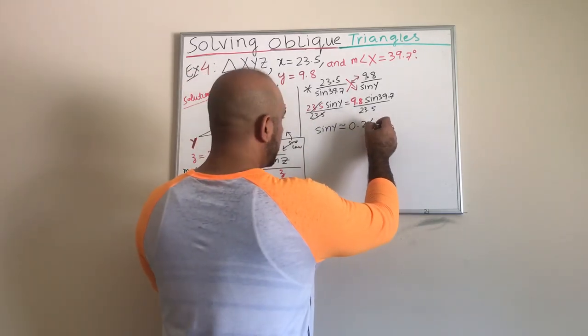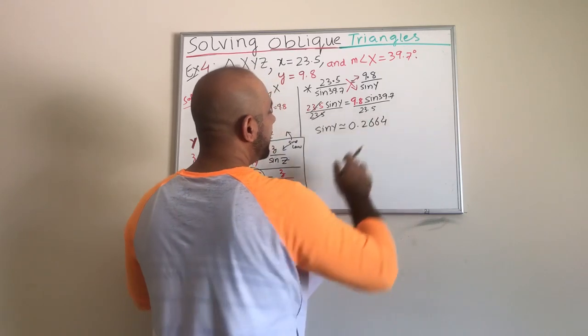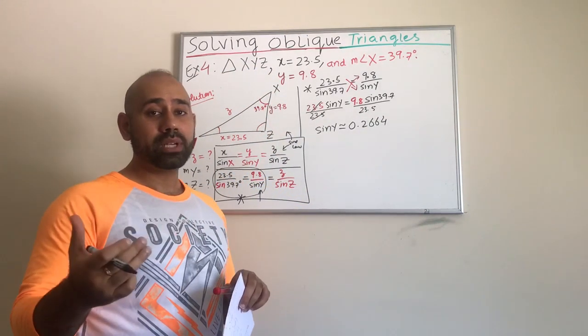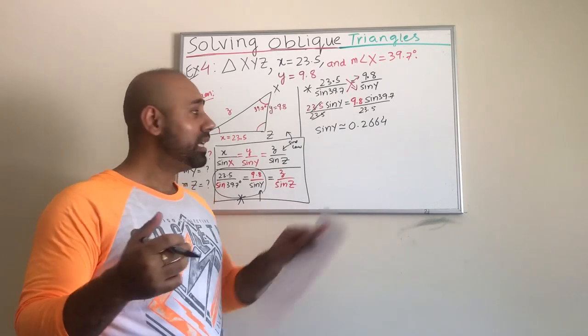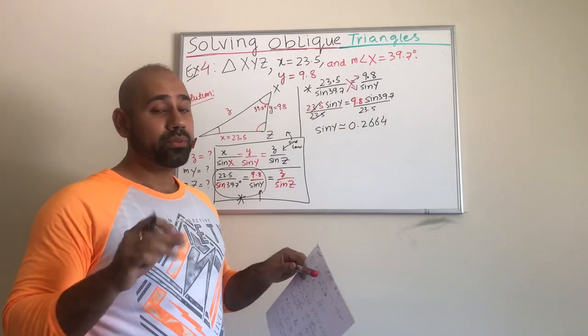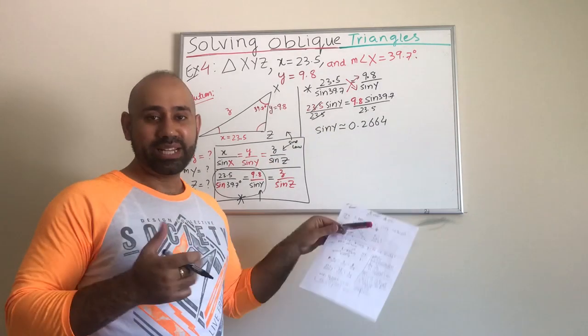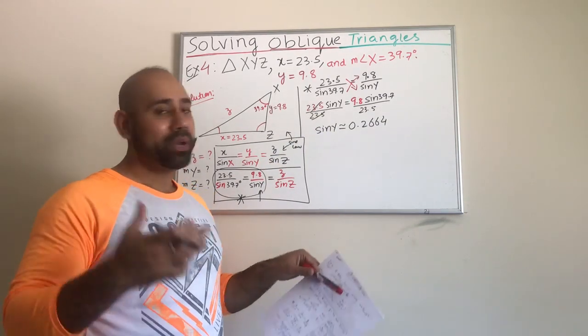I have 0.2664, and looking at this, we know that the sine value can be between -1 and 1, because the range for a sine function is between -1 and 1. So this is a perfectly valid value for a sine function. In order to find the value for y, obviously guys, we cannot see that decimal on the unit circle, so we have to use a calculator.